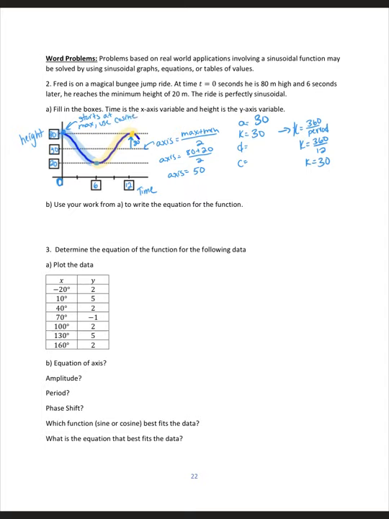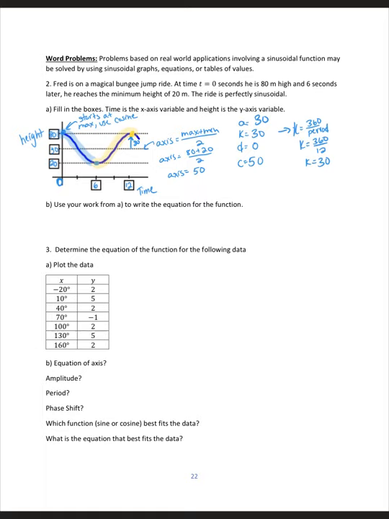Cosine starts at max and our sine function starts at the axis. So since it's starting at our max, we need no phase shift. Our phase shift is 0. And then our C value is simply our axis, which we've already determined is 50.